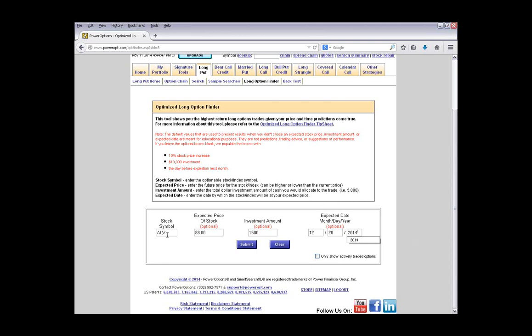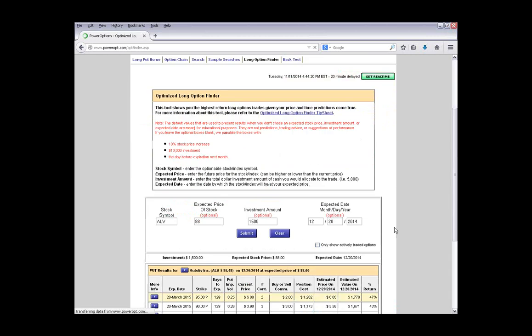But we're just putting in our stock that's bearish, our target price based on the last movement we saw when a bearish signal was triggered, a classic bear perhaps there on Chaikin. Put in a reasonable amount to invest and our target date. Let's go ahead and submit.